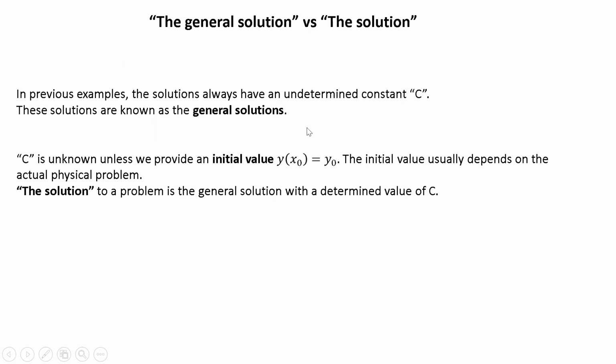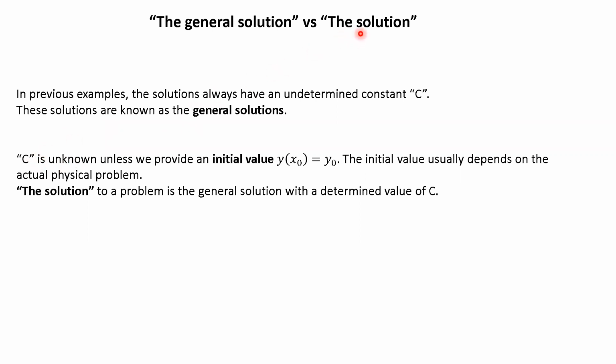So here I want to clarify the difference between the general solution and the solution. The general solution is what we did last week: we did the procedure and then we just leave the solution with the C. That is called the general solution. And the solution really means that the C has been determined.